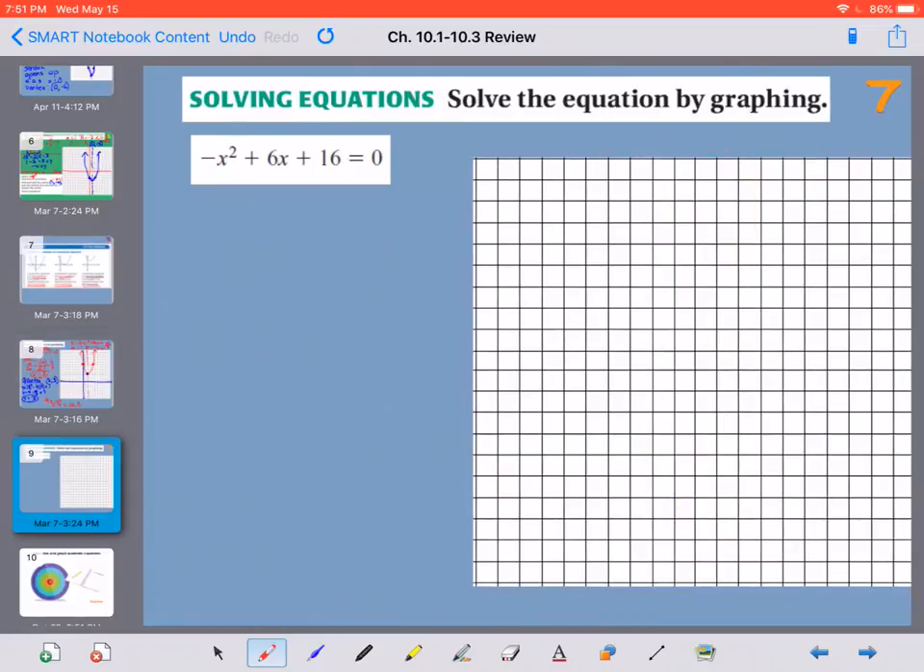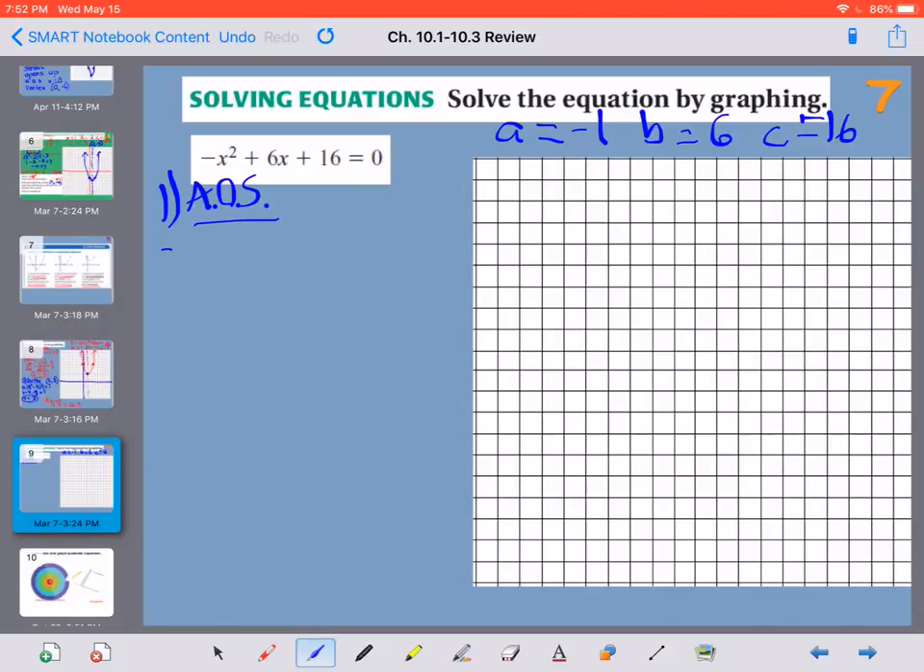All right, last one. We have negative x squared plus 6x plus 16 equals 0. So first thing we have to do is find our axis of symmetry. Well, let's start out first by looking at our a. Our a is negative 1. Our b is going to be a positive 6. And our c is going to be 16.